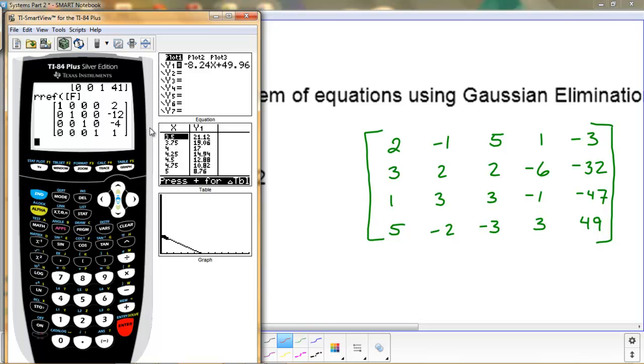Please take the time to become familiar with both the algebraic steps of Gaussian elimination as well as the reduced row echelon format, which is in the calculator. If you have any questions, please feel free to ask, as there probably will be a few, especially on the row operations.